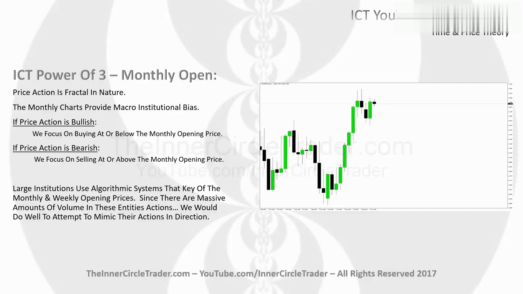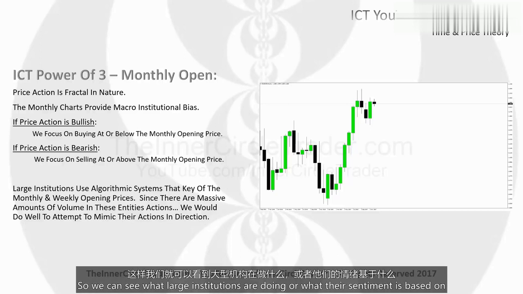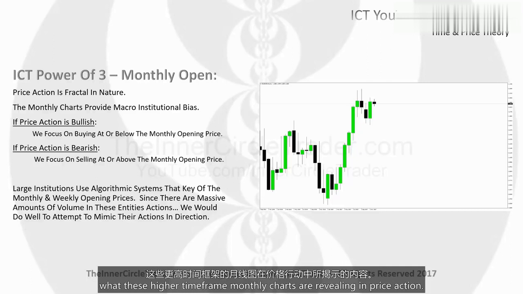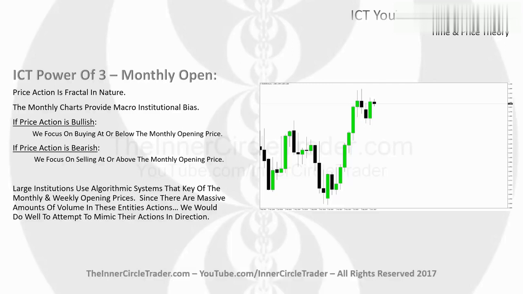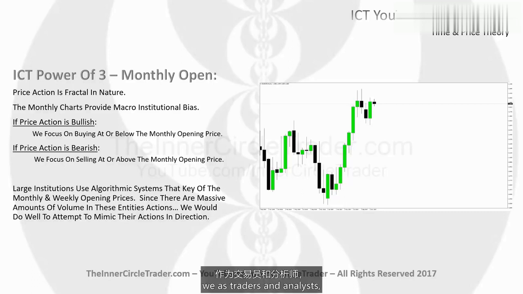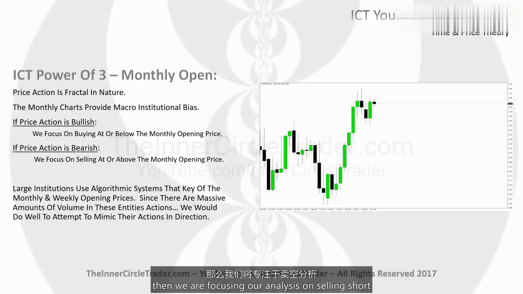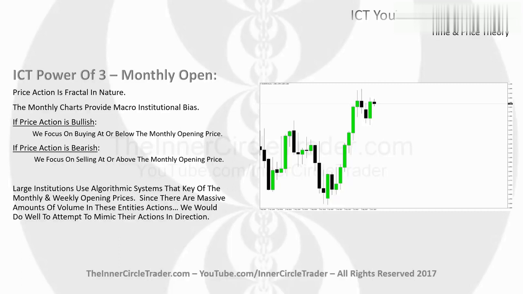Which brings me to the purpose of using a monthly chart: it provides a macro institutional bias. So we can see what large institutions are doing or what their sentiment is based on what these higher time frame monthly charts are revealing in price action. In a nutshell, if we are doing our analysis on the monthly chart and we deem that monthly chart to be bullish, we as traders and analysts look for buying opportunities at the opening price or below the opening price. If we have come to the conclusion that the monthly perspective is bearish, then we are focusing our analysis on selling short at or above the monthly opening price.